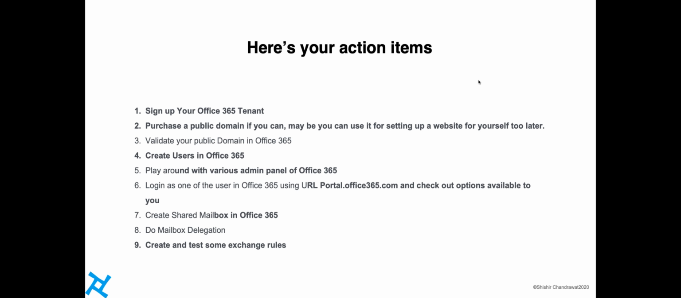So here are your action items for this module. Sign up your Office 365 tenant. Purchase a public domain if you can. I really recommend you, so that you can use it to set up your tenant domain in your Office 365 tenant. And maybe later you can set up a website for yourself as well. That will give you some understanding of a website as well. Not on IIS, but basically wherever you are going to buy the domain from, they'll probably offer you free hosting for the year. And you can use that to set up a website if you like, but complete the training first. That's a different pathway altogether. Don't get involved in that too much.